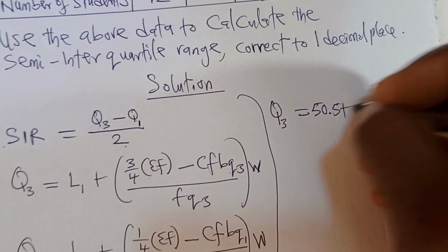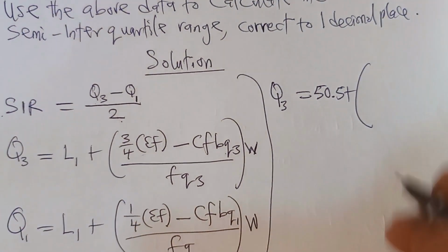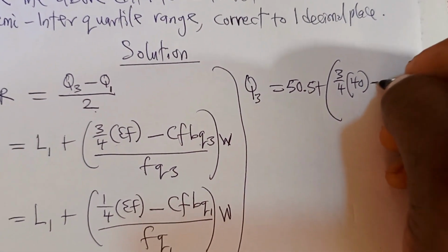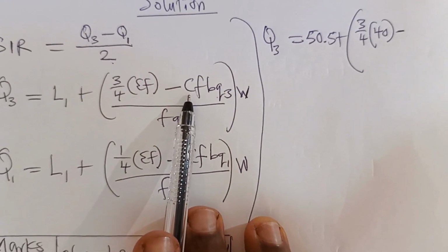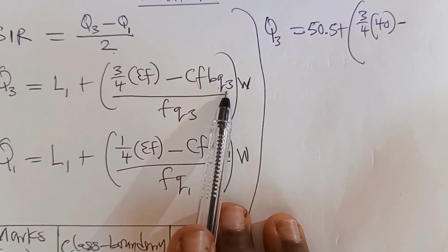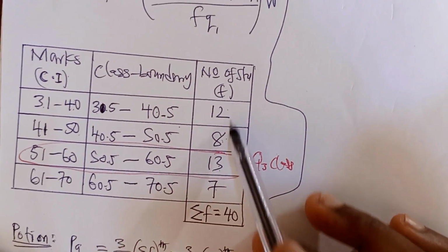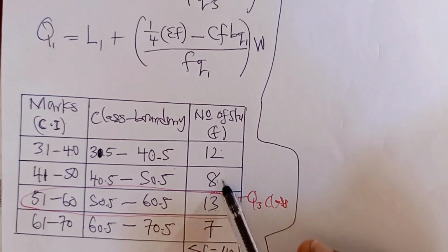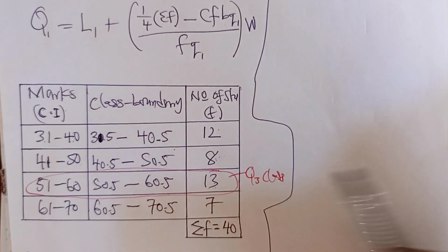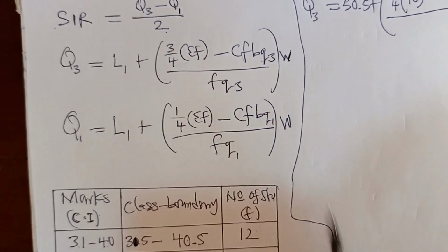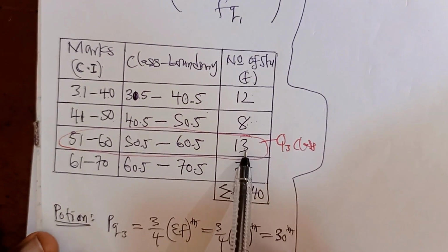50.5 plus, in the first one, we have 3 over 4 times total frequency, which is 40, minus the cumulative frequency before Q3, or sum of frequency before Q3. If you add the frequencies before Q3, that is this plus this, you have 20. So here is 20 over what is the frequency of Q3? The frequency of Q3 is 13. I'll put 13 here. Class size, what is the class size?